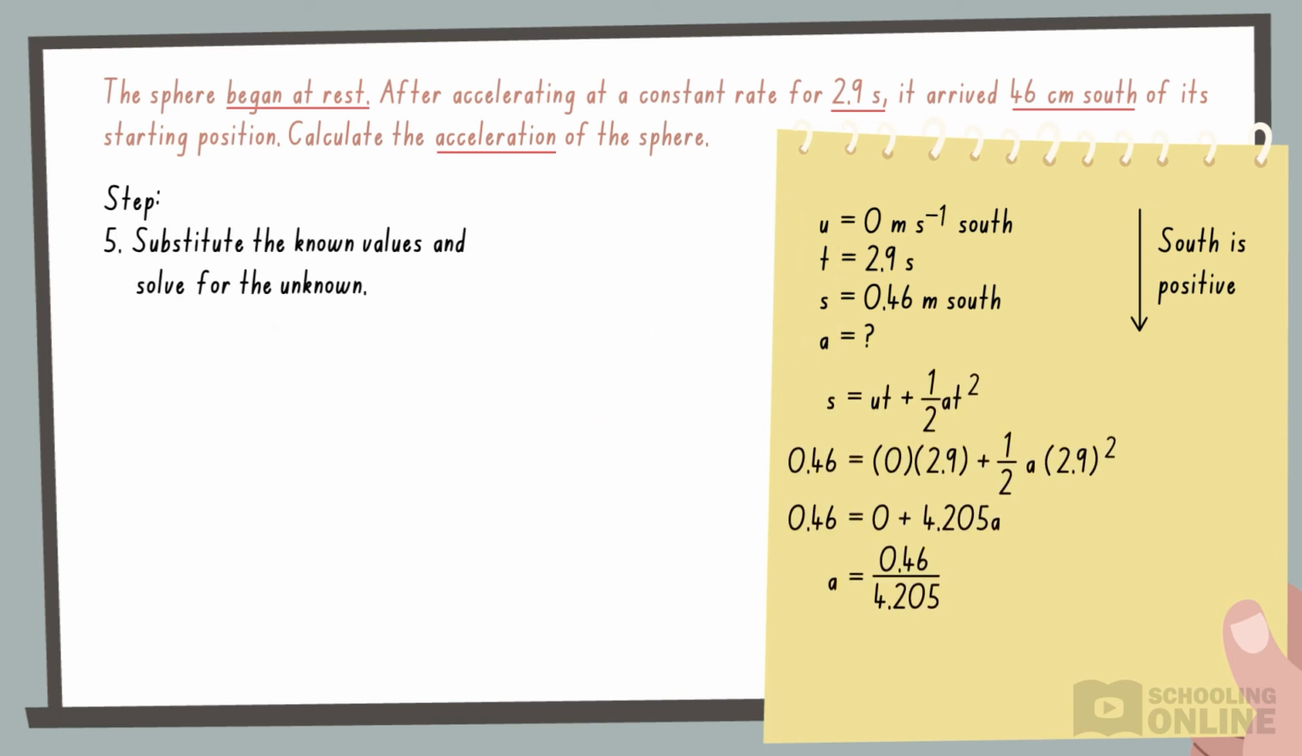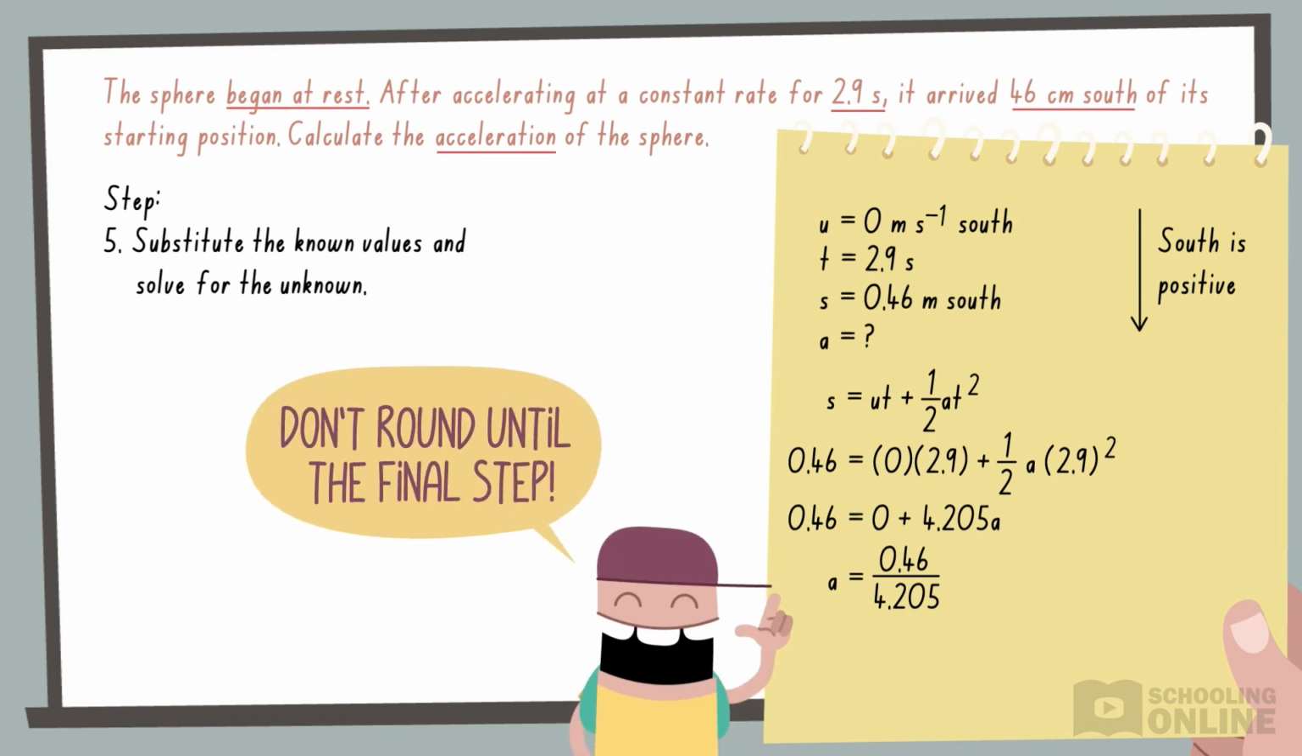Finally, we substitute all known values into the equation and solve for the unknown. When doing this, don't round until the final step. If you round each number as you go, the rounding errors might add up, giving you the wrong final answer. Overall, we find the acceleration of the sphere is 0.11 metres per second squared south to 2 significant figures.